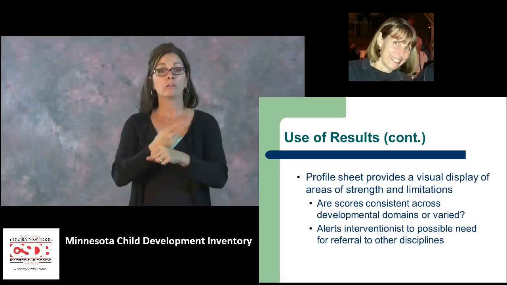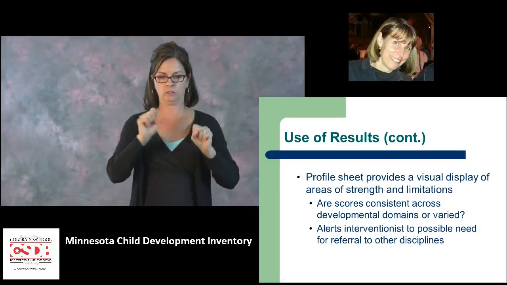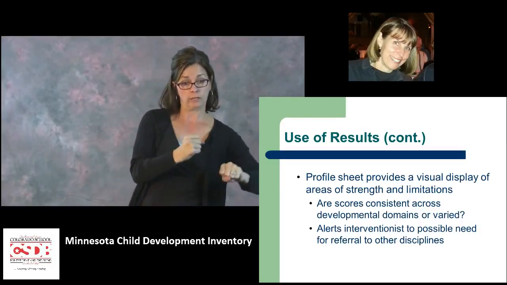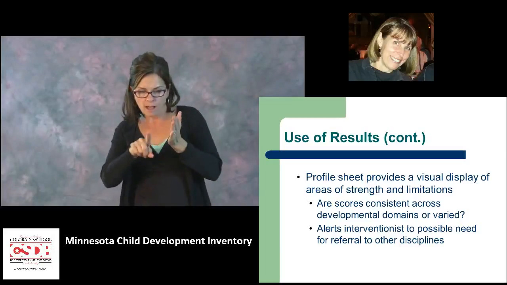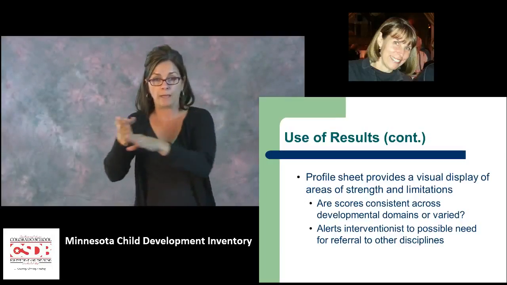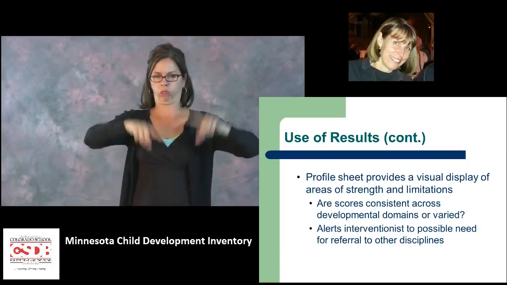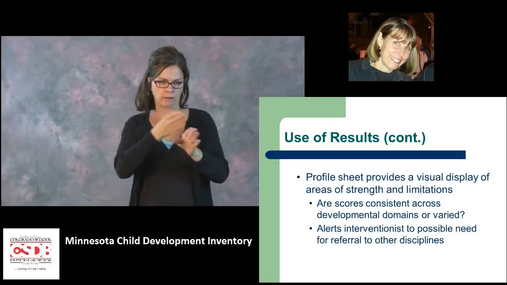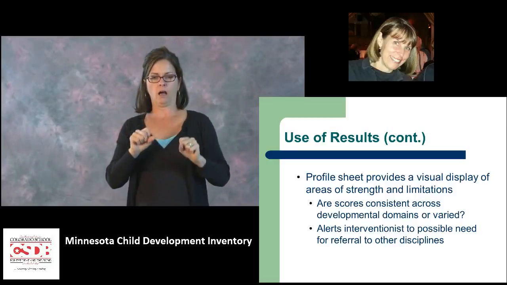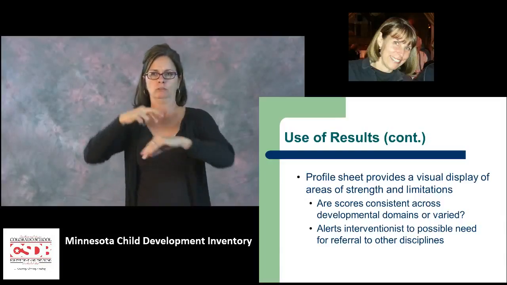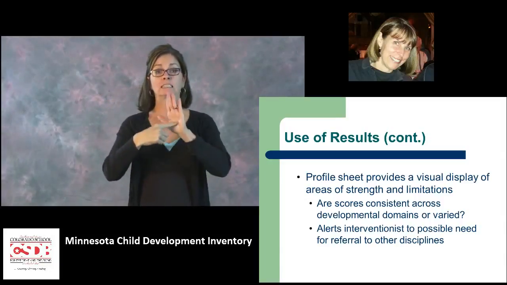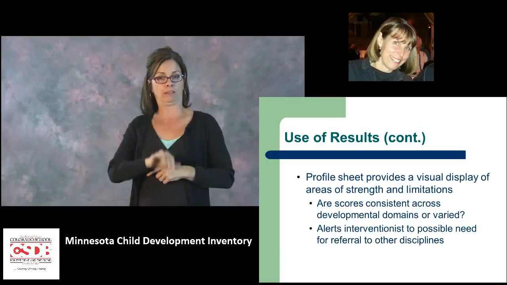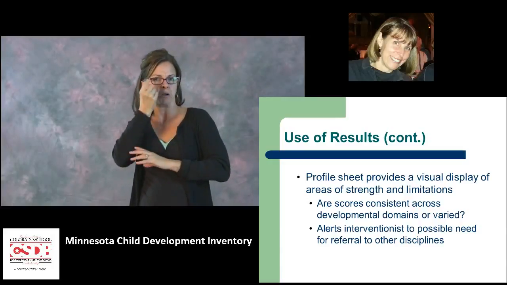Another use of this test is to look at the profile sheet to get a visual display of the child's strengths and their limitations. One thing you want to look at is if the scores are consistent across the different developmental domains, or if they vary, as in the example that we saw previously of a child. Looking at these different developmental areas will help alert the interventionist to possible need for referral to other professionals in other disciplines. So, for example, if a speech pathologist is giving this assessment, they're probably well versed in understanding the norms in the speech and language domain.